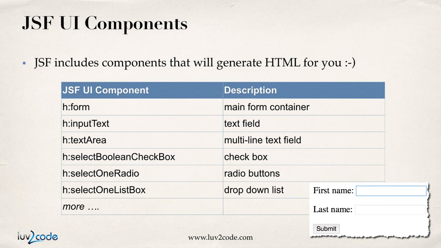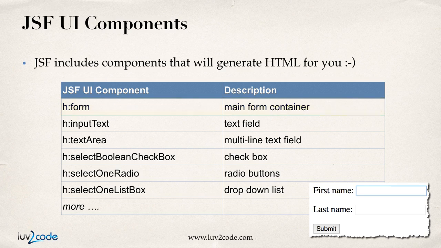All right. So as I mentioned, JSF has components that'll generate the HTML for you. So if you're building an HTML form, you can make use of some of the JSF UI components. So here, if I'm building a form, I'll say h:form. That's the main form container. Once you have a form container set up, then you can add multiple entries in that form.